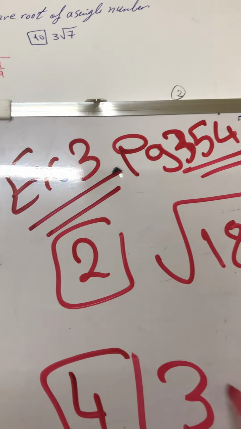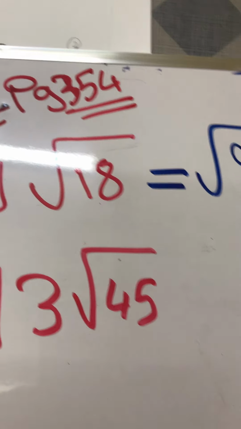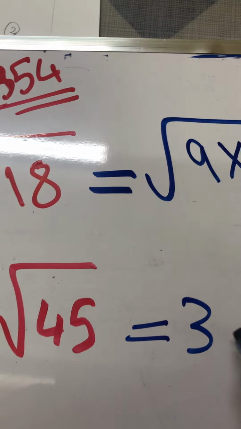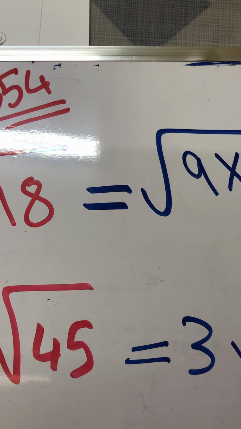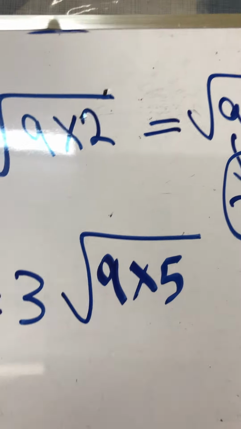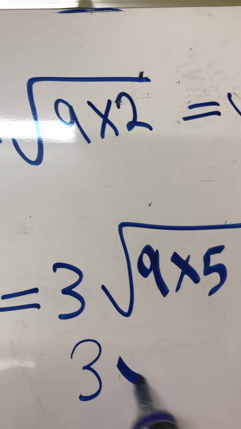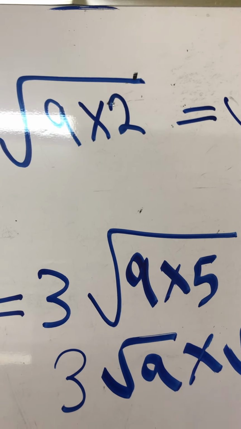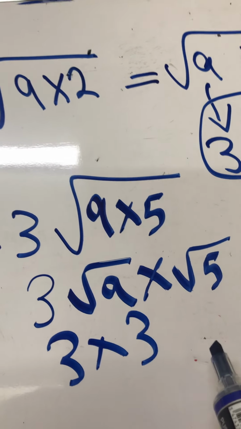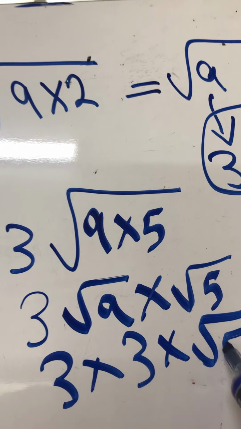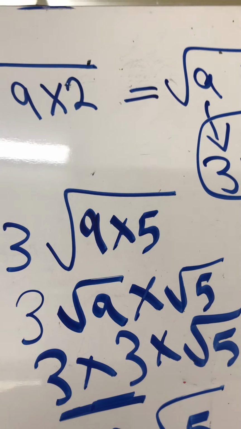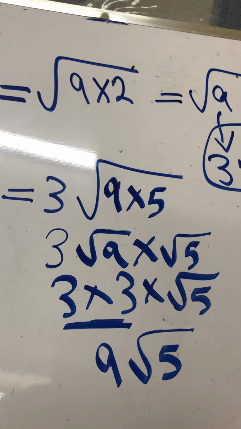Question number 4, we have 3 square root of 45, and he asked me to simplify. Okay. 3 will still be 3. Square root of 45 changes into 9 multiply 5. Square root of 9 times the square root of 5, like this. 3 still 3. Square root of 9 equals 3, and the square root of 5 is still the same. Now I'll multiply the two numbers together, so it will be 9 square root of 5.